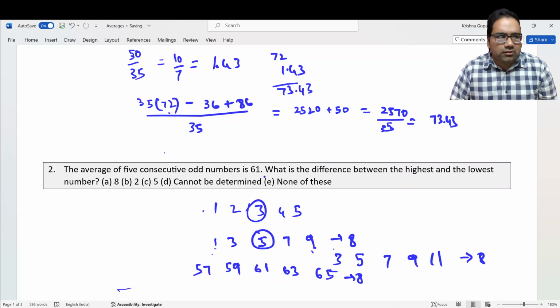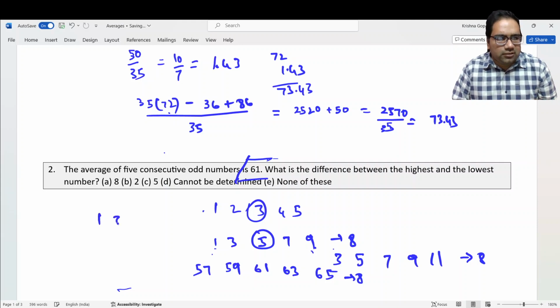But you should not worry about this 61. You should not get into this kind of calculation. That will waste your time. Average of 5 consecutive numbers. Problem done. The rest you don't need to worry about. What is the difference between the highest and lowest? If it is 5 consecutive odd numbers, consecutive is important, it is always 8.